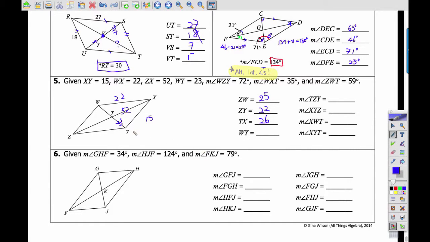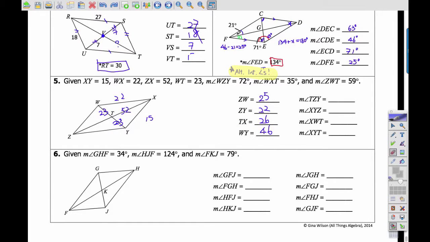And WY is, let's see, what, WT, oh, I'm sorry, I marked this wrong. I just realized that this is not here. WT is here, 23. So if WT is 23, this part has to be congruent to WT. So TY is congruent to WT, but if I add the two together, I should have 46 for the total length of WY. Okay? Sorry, I went through that a little bit too quick.